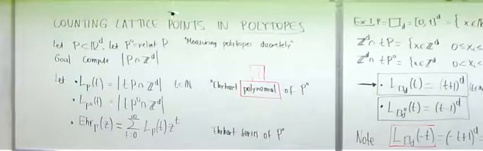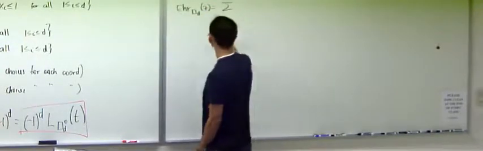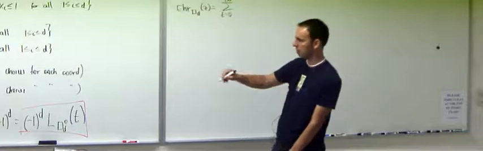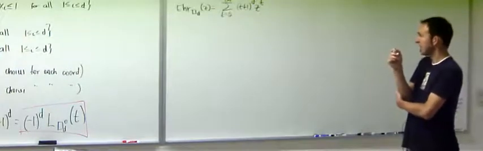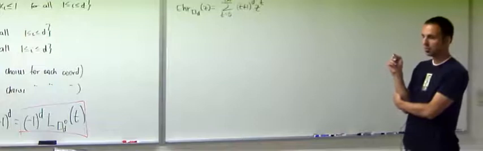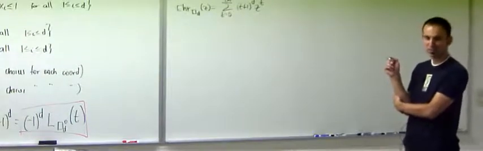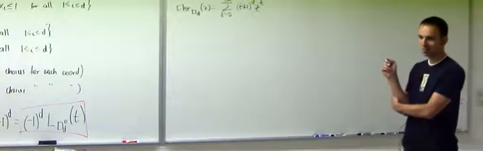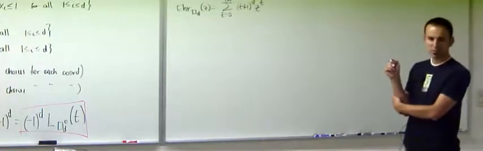Okay, let's compute this Ehrhart series now. So the Ehrhart series as a function of z is the summation from t equals 0 to infinity of the Ehrhart polynomial, which is t plus 1 to the d, and then z to the t. Okay? That's the Ehrhart series. Now, do you guys know how to compute this? Do you recognize it? Have you seen it before? It's a nice series. It wouldn't be too out of place in an analysis class, but I don't think that you saw that in your analysis class.